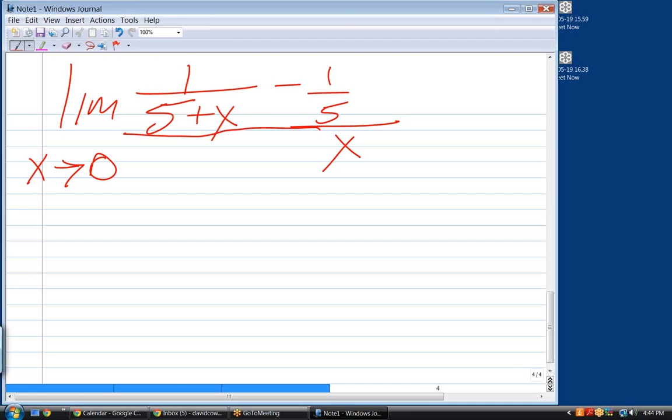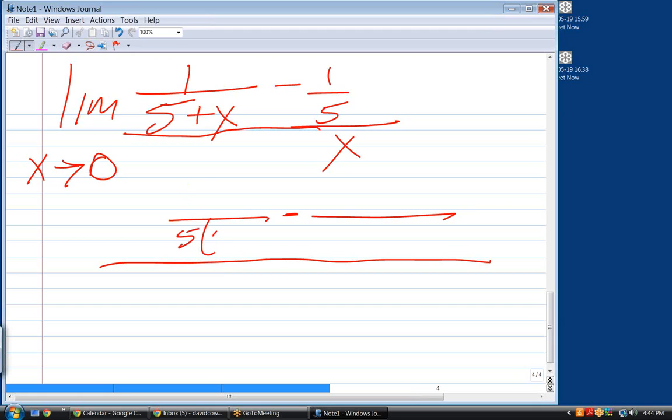How would you subtract those two fractions? Don't you find the least common denominator? Yes. Here's my big fraction bar, and then I'm going to have that fraction bar and that fraction bar. What's going to be the least common denominator of the numerator? 5 times (5 plus x). Correct. What goes here and here?